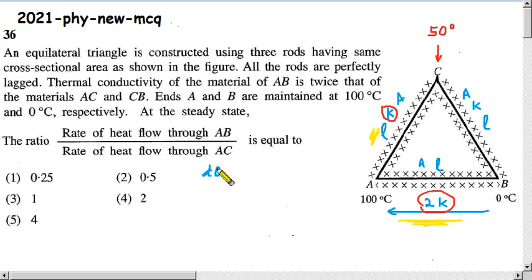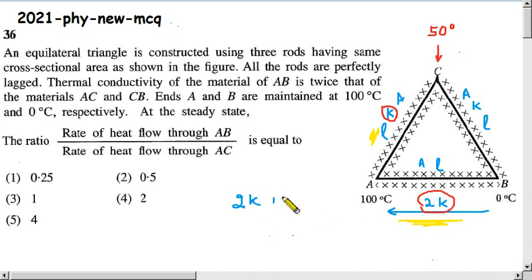That means dQ divided by dt of AB divided by that of AC. So the equation is, equals KA (theta 2 minus theta 1) divided by L. Sometimes we say D; here we have taken the length as L. At the numerator we get AB first, AB first means this side first. That means we get 2K instead of K. In the equation there is a K, so here it is 2K.